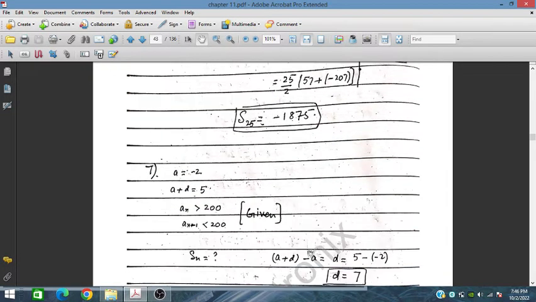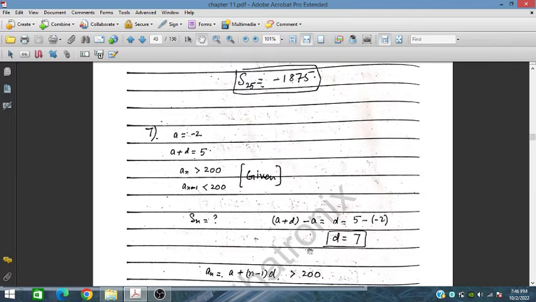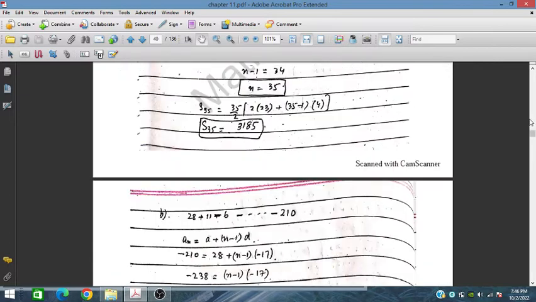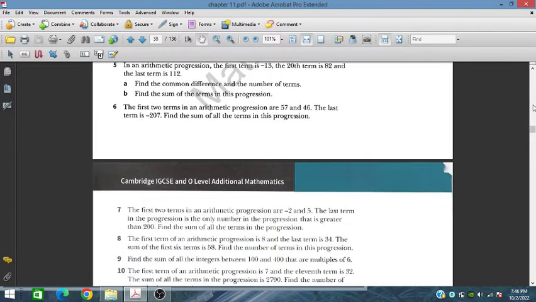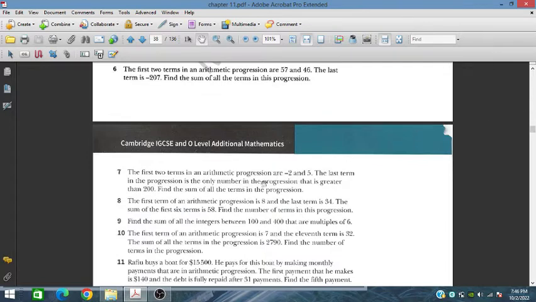And similarly for problem number 7. The first two terms in an arithmetic progression are this. The last term in the progression is the only number in the progression that is greater than 200. Find the sum of all the terms in the progression. So we have to find the value N.